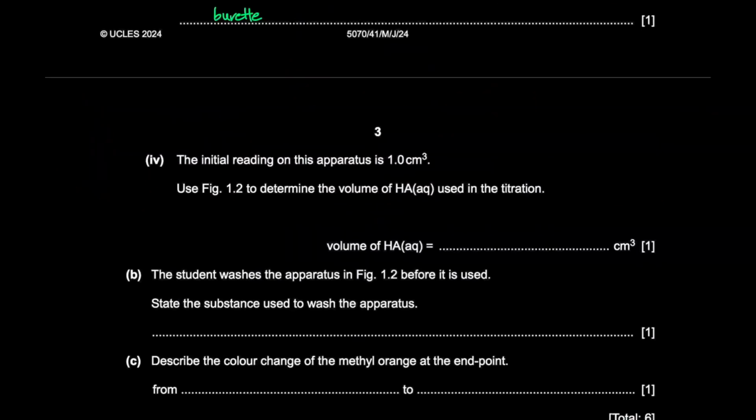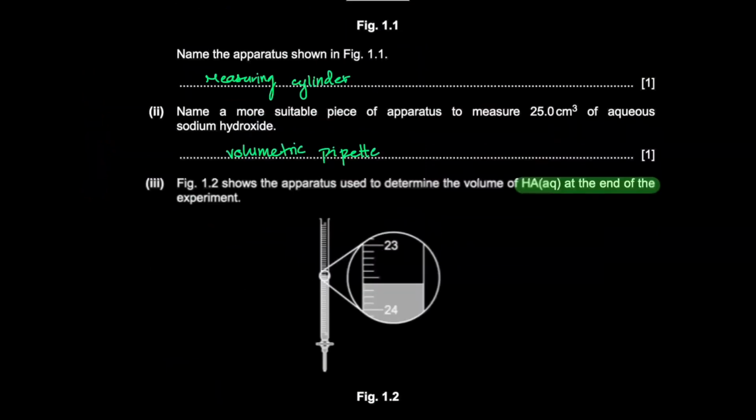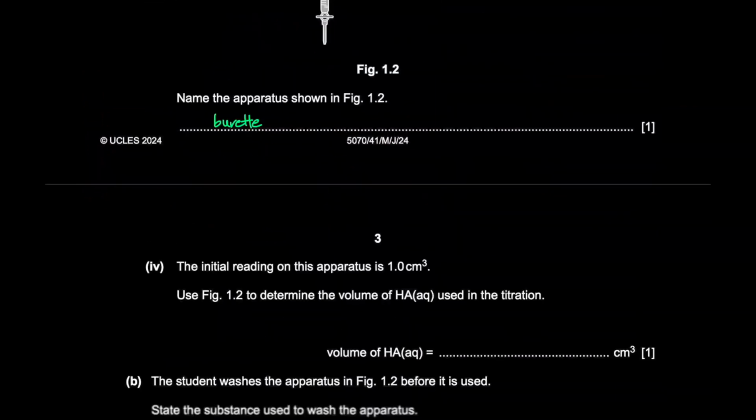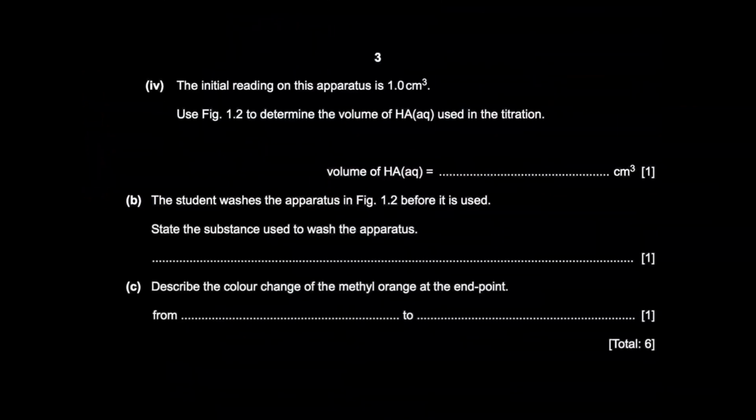So over here, we have the final volume. Again, a burette reading is read from top to bottom: 23.5, 23.6, right? 23.6 and the initial volume is 1.0. So 23.6 minus 1.0. So the volume added is 22.6 cm cube.